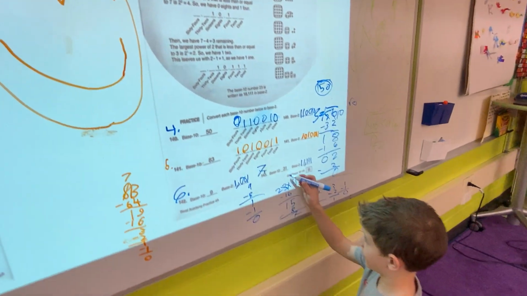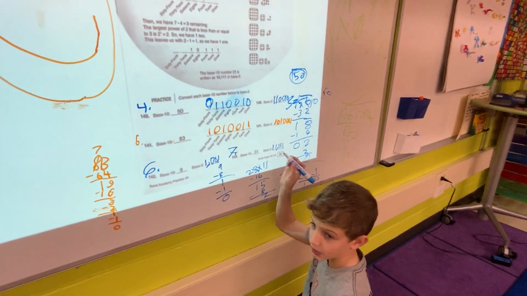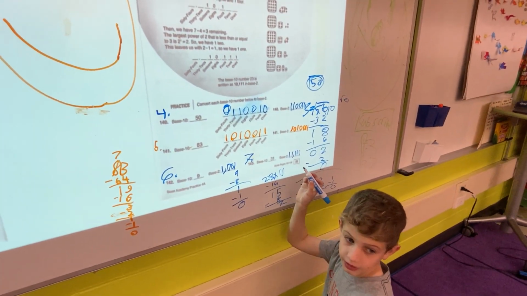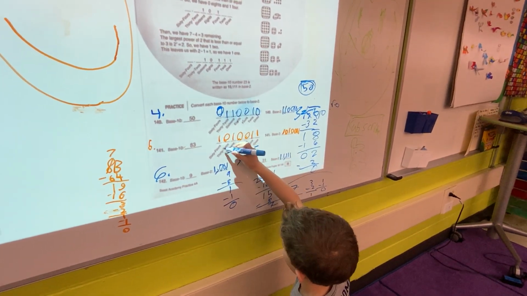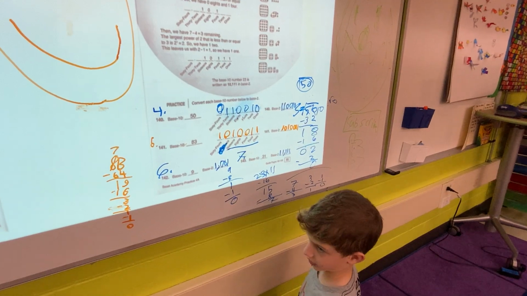Whenever a number is right before a place value, it's 1s in all the place values except the number 1 more than it.